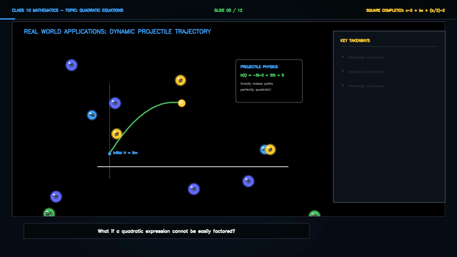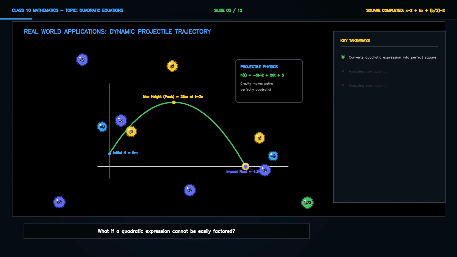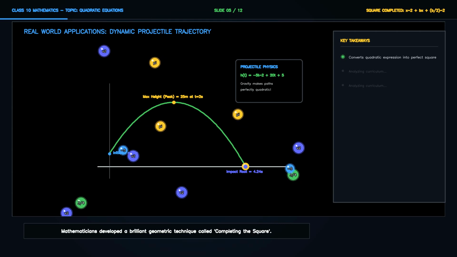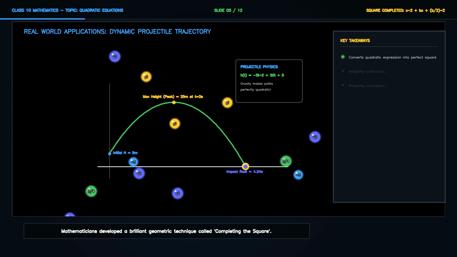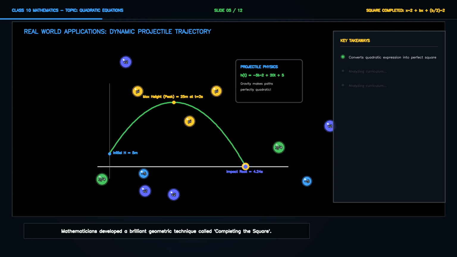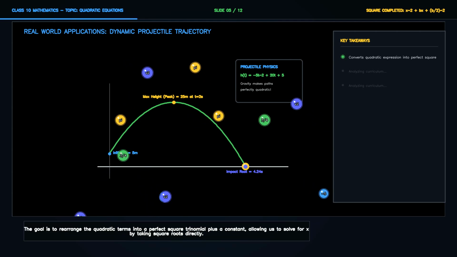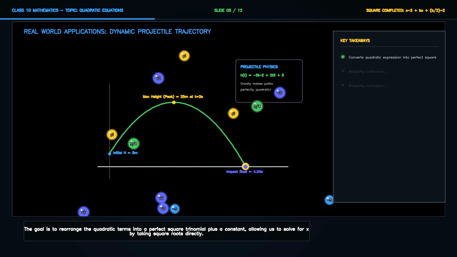What if a quadratic expression cannot be easily factored? Mathematicians developed a brilliant geometric technique called completing the square. The goal is to rearrange the quadratic terms into a perfect square trinomial plus a constant, allowing us to solve for x by taking square roots directly.